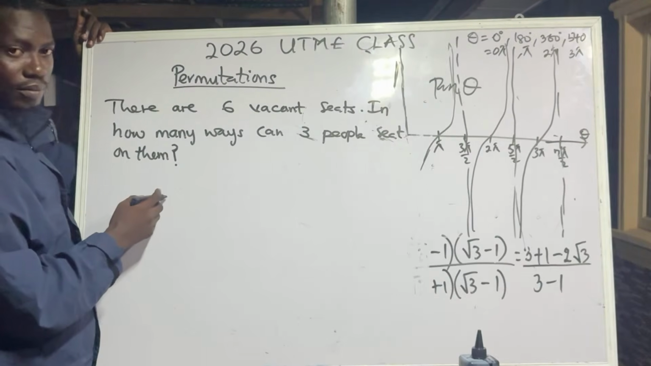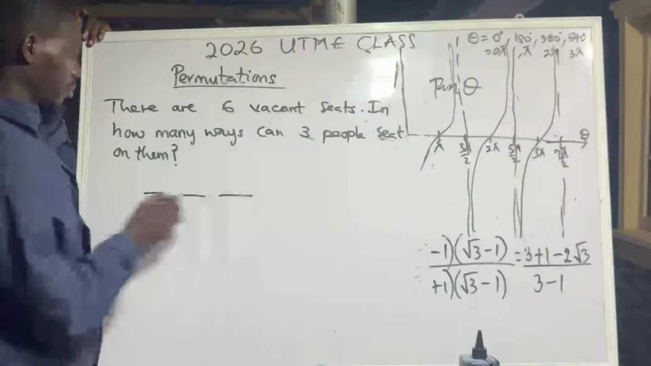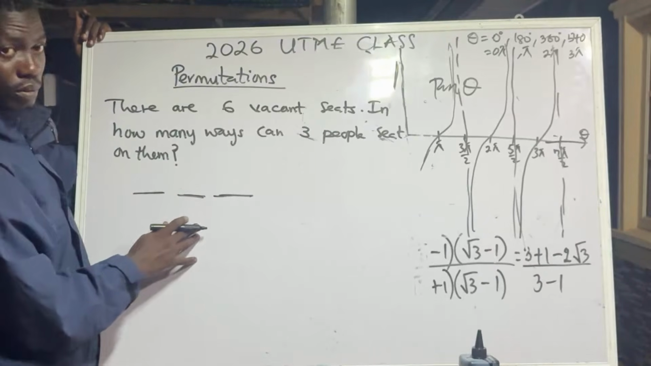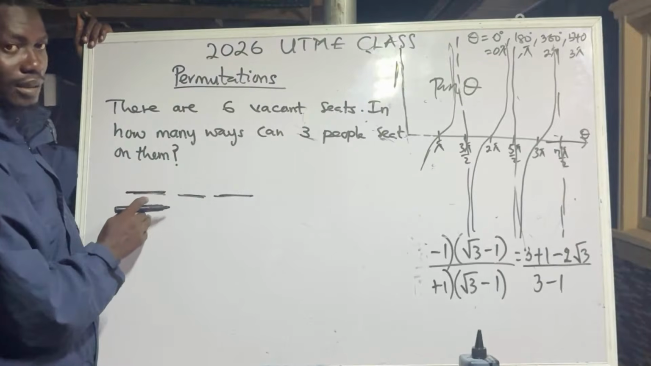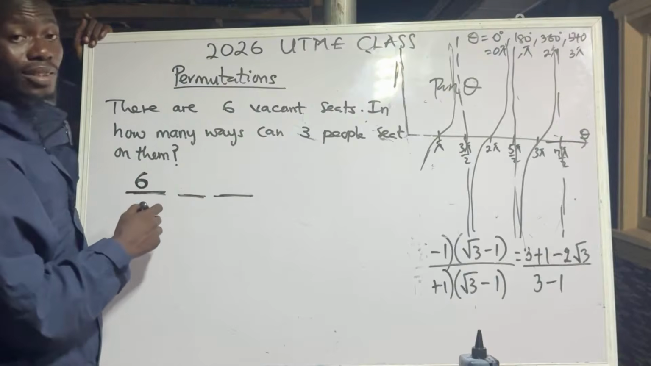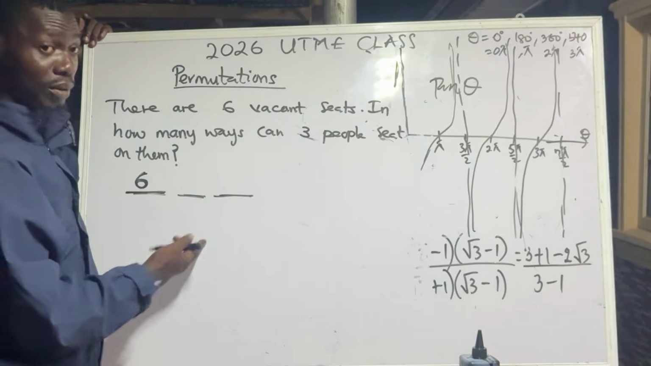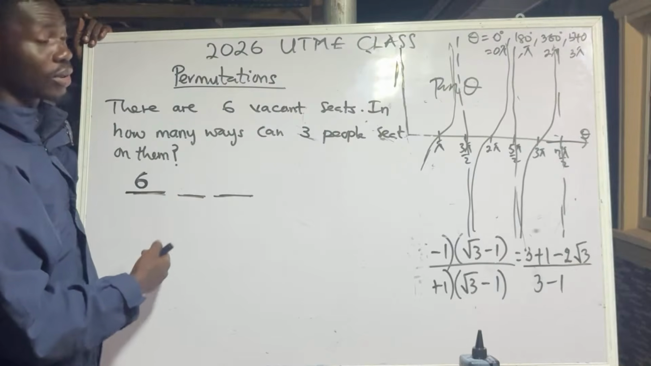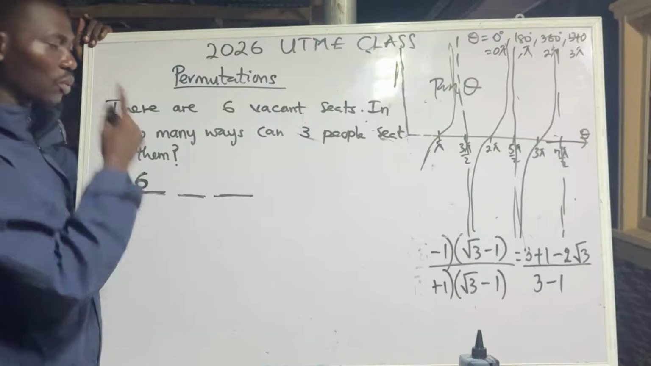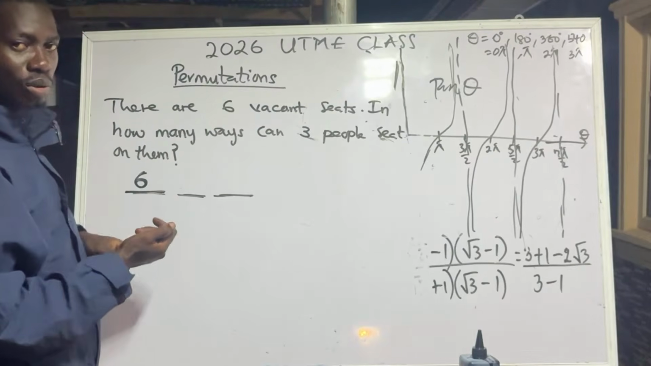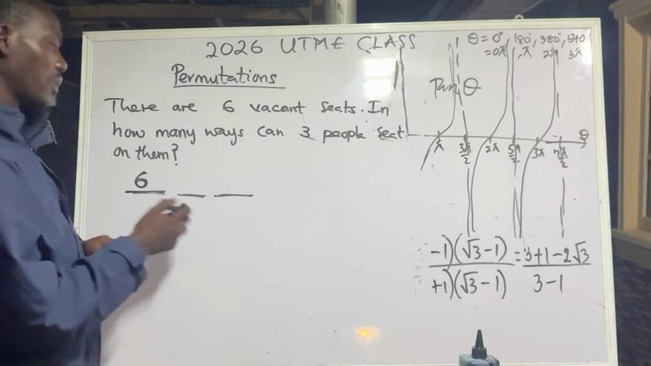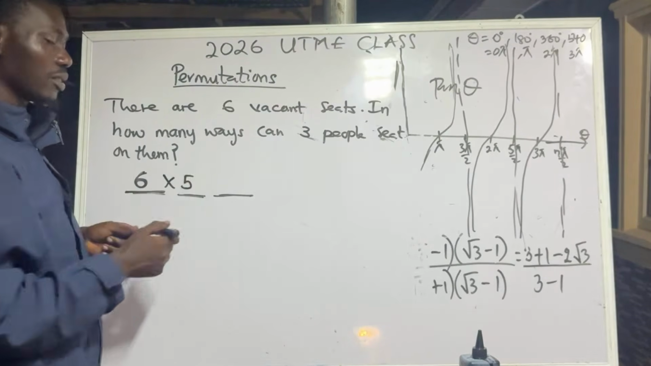So we say we have 3 people. And the first person has how many options? He has 6 options. Either he sits on the first one, or the second one, or the third one, or the fourth, or the fifth, or the sixth. But as soon as he sits on one, automatically the option the second person has is reduced to what? To 5.